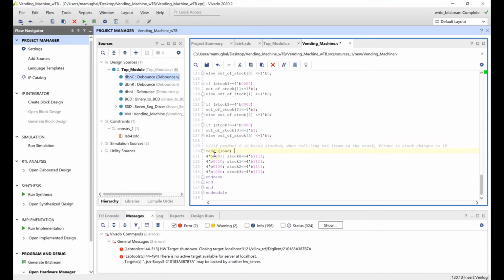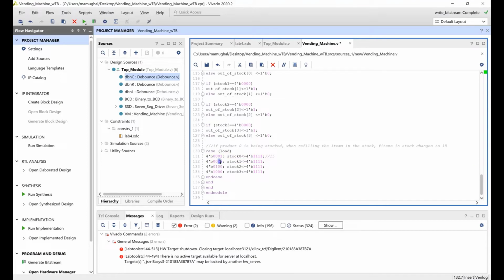Finally, the load. Anytime you run out of stock, the item needs to be stocked back again. And the maximum we can have on each tray for each product is 15. So when the load, which is the switch, is on, you can only load 1 product at a time. If you want to load gum, you set the load to 1 and then stock 0 will initialize to 4'b1111. We know 1111 makes a code for 15.